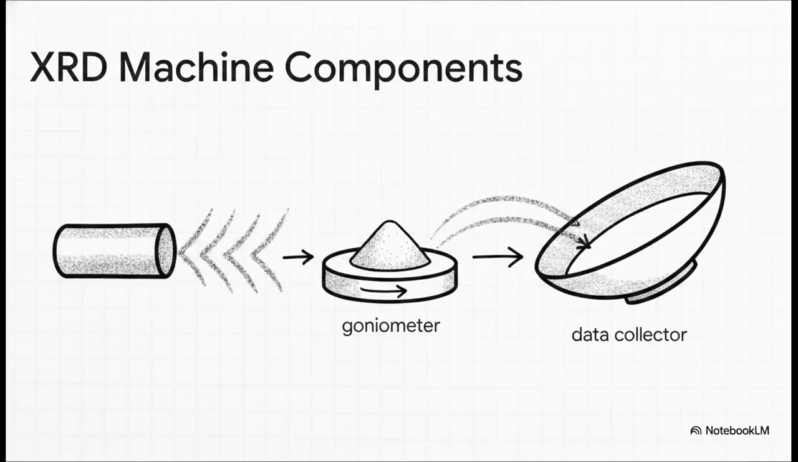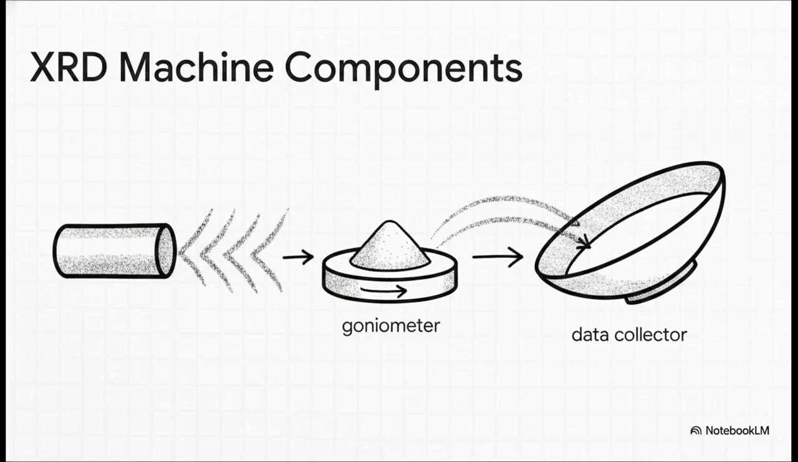Now, despite looking pretty intimidating, every XRD machine really just boils down to 3 core components. First up, you've got an X-ray tube to generate our source wave. Second is a highly precise rotating stage called a goniometer. And this is exactly where we'll place our mystery powders to change that crucial theta angle.